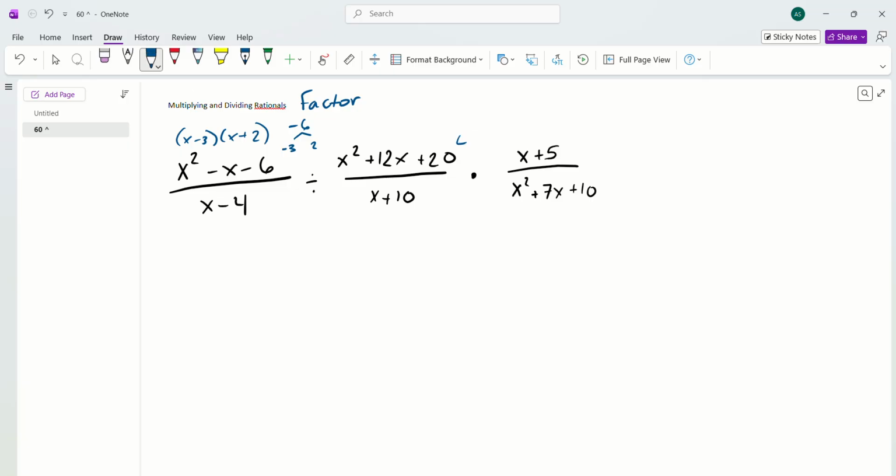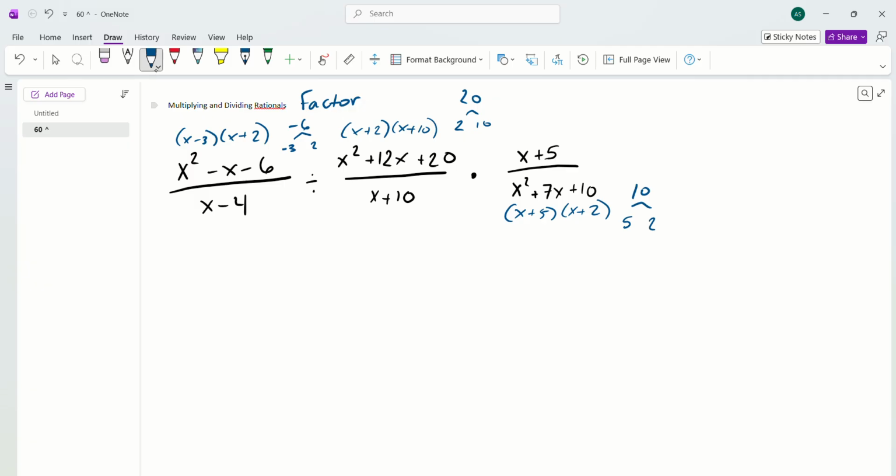This guy I can also factor. I'm going to think, what can I multiply to get 20 that adds to 12? That would be 2 and 10. So I'm going to get x plus 2 and x plus 10 as my factors. I have one more thing I can factor, and it's down here. So I'm going to think, what can I multiply to get 10 that adds to 7? That would be 5 and 2. So I have x plus 5 and x plus 2.